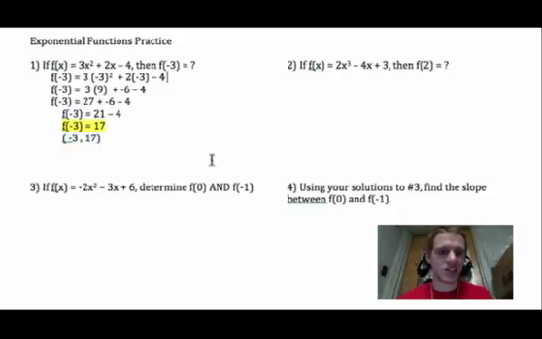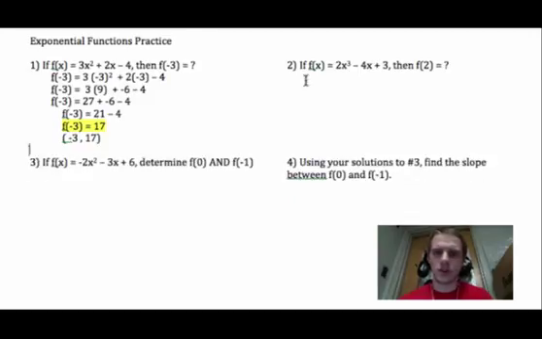I suggest you try to do number 2 on your own. Keep watching for the solution. So again, we've got this function, f of x equals 2x cubed minus 4x plus 3. I want to know f of 2, what does that equal? So first step, let's do that substitution. Everywhere you see an x, you're going to substitute in the value of 2.